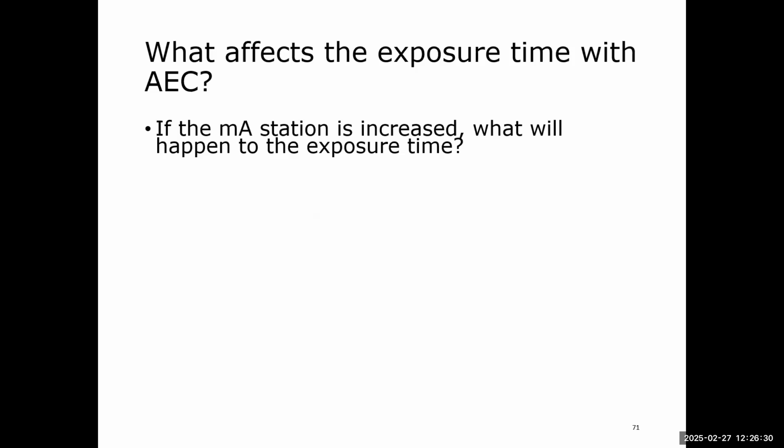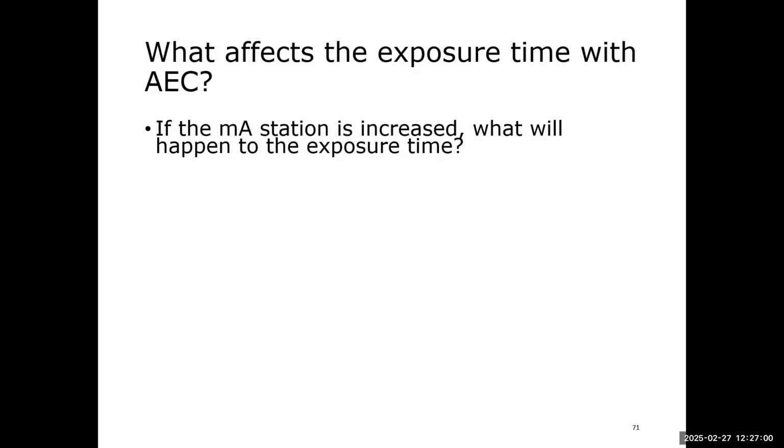So let me ask you this. And I know that you don't most of the time have the ability to change the mA station. Some manufacturers do, like our new Siemens, we don't. We can't set the mA at all. But if we could, and we increased our mA station setting, what would happen to our exposure time? Would it go up or would it go down? If our mA is going up, it's going to go down, right?